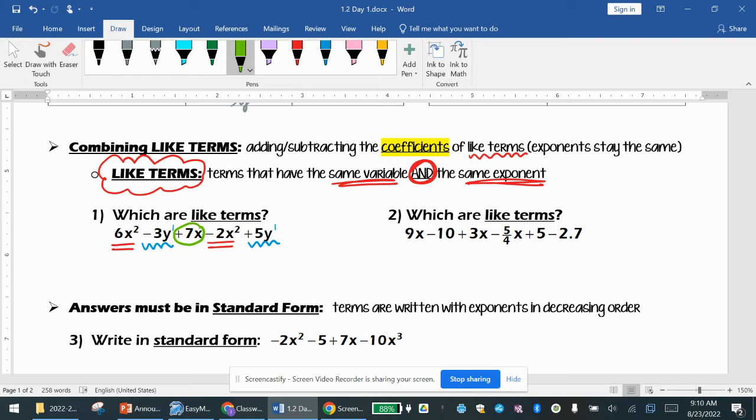Go ahead and pause the video and see if you can underline some of the like terms. Remember, I used different types of underlining to group them. So pause the video, push play when you're ready.